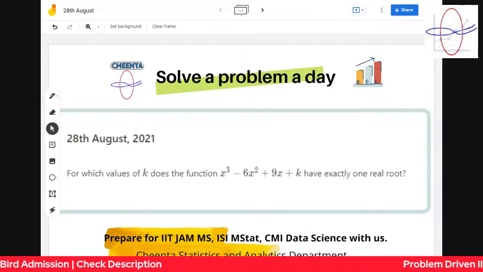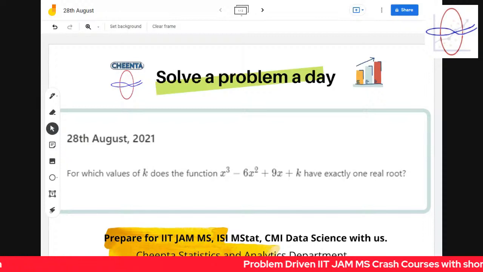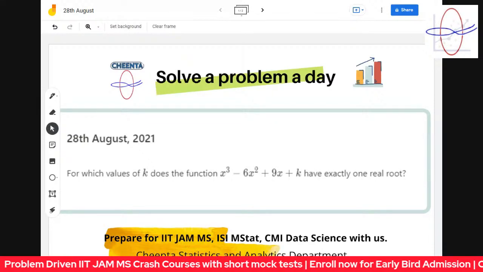Let's solve today's 20th August problem, and it's a real analysis problem from differential calculus. So let's solve it. Let me just check if my voice is perfectly working or not. Yeah, I think it's perfectly working. Okay, so coming back to the problem and let's see the solution.